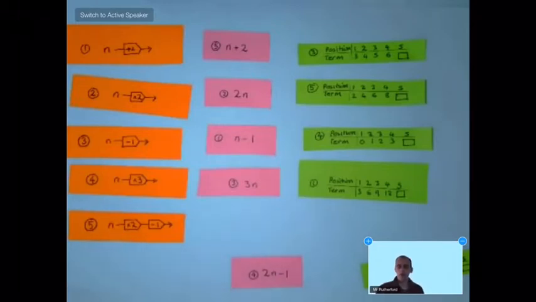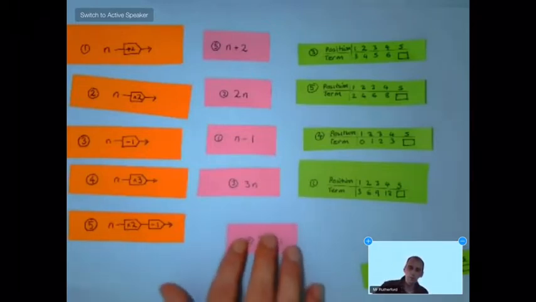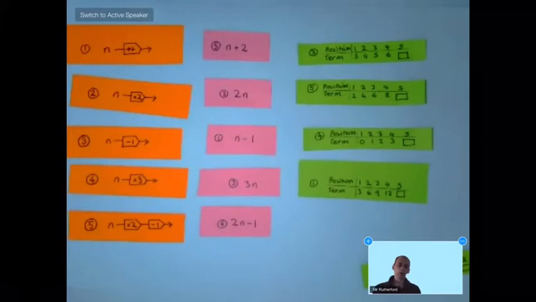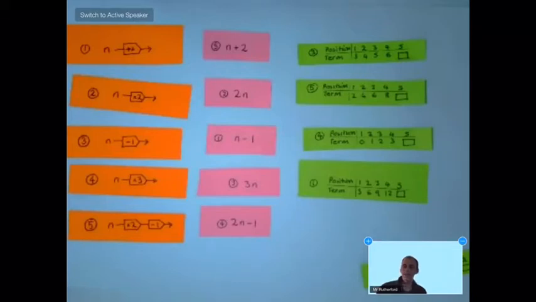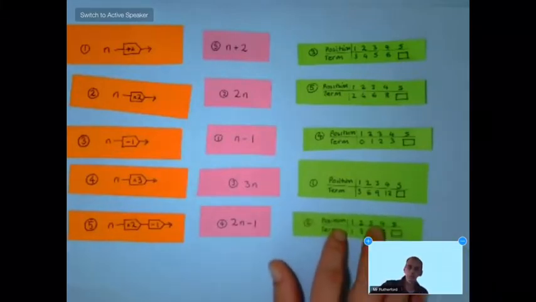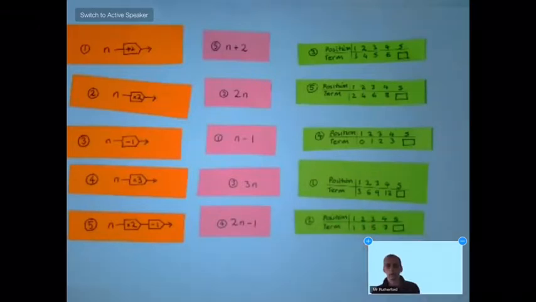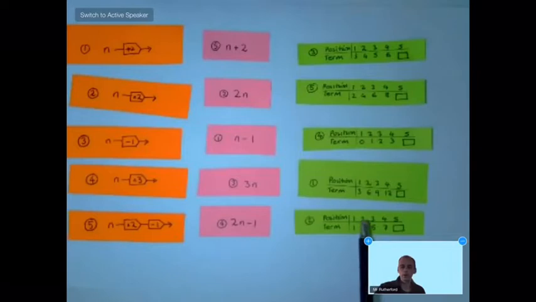In the last one, timesing by 2 and then taking away 1, 2n minus 1. So we're looking for numbers that are 1 less than the 2 times table. 2 times 1 is 2, take away 1 is 1. 2 times 2 is 4, take away 1 is 3, and so on.